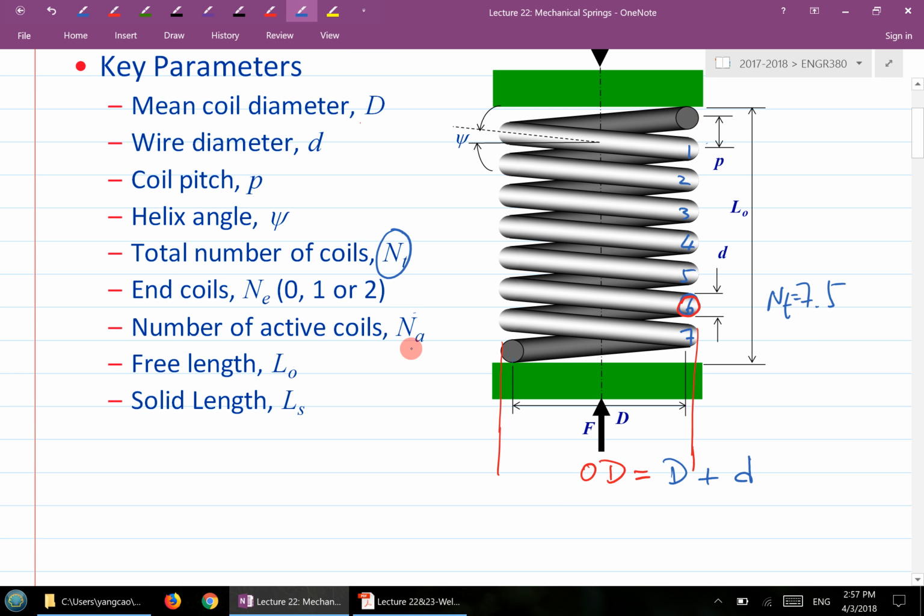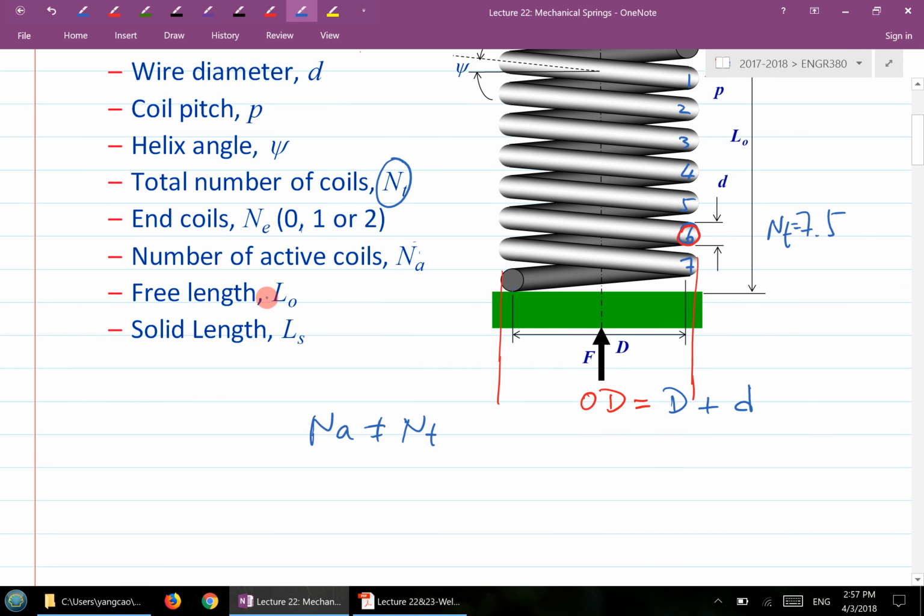That will give you a completely different active number of coils, NA. I'll show you how to calculate this. This NA really depends on how the coil is ended, which is given by the parameter NE. So there's a connection between these. In general, these two are not the same. There's only one condition, when NE is 0, like this one here, where NA is the same as NT. But in general, they're not the same.